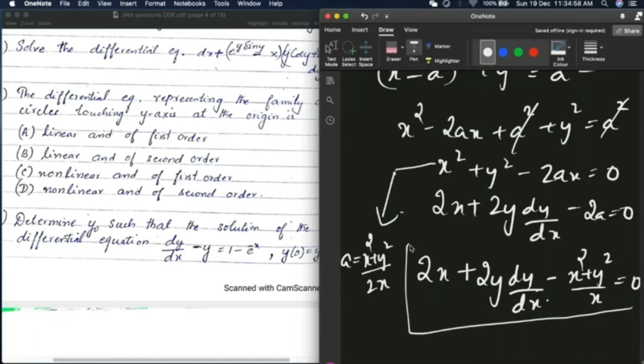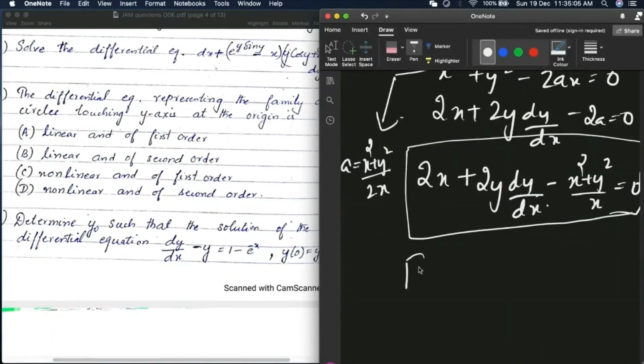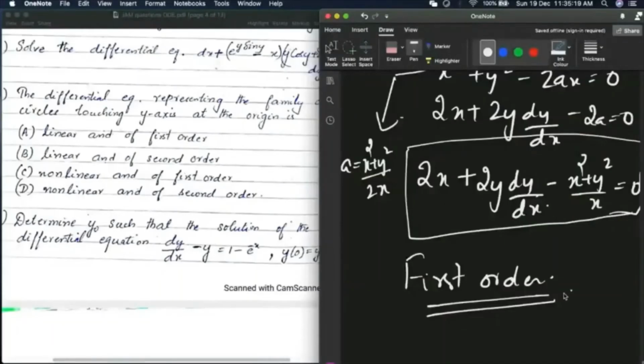What kind of a differential equation is it? The order is first order. Is it linear or non-linear? Non-linear, ma'am. First order, non-linear. So write the standard form and then differentiate and eliminate the constants there. We'll get the differential equation.